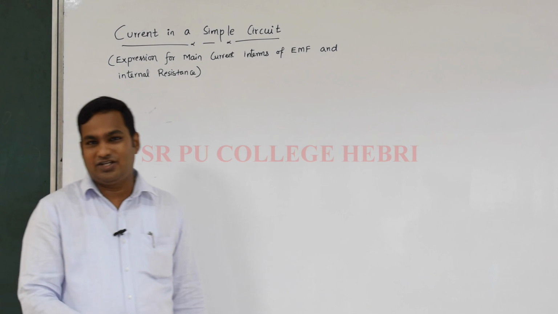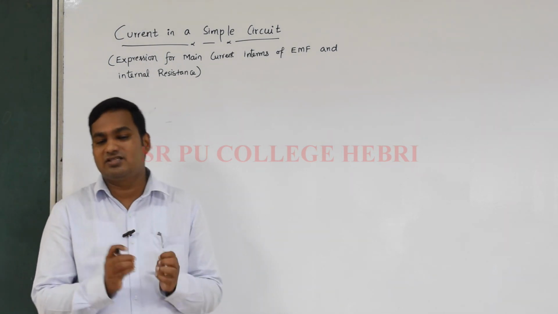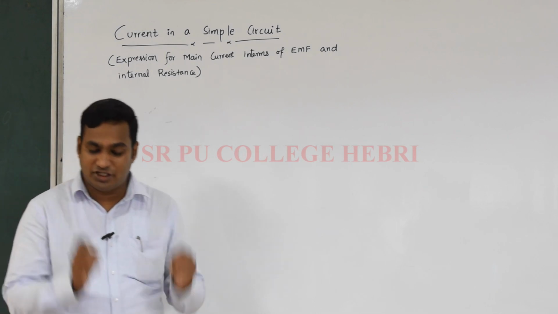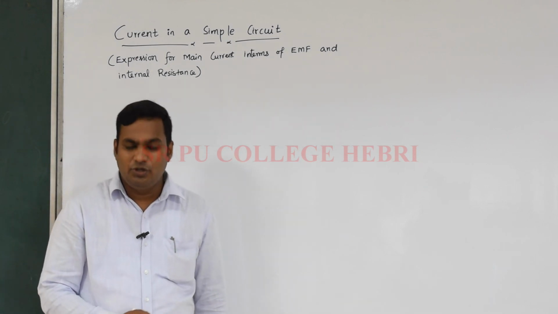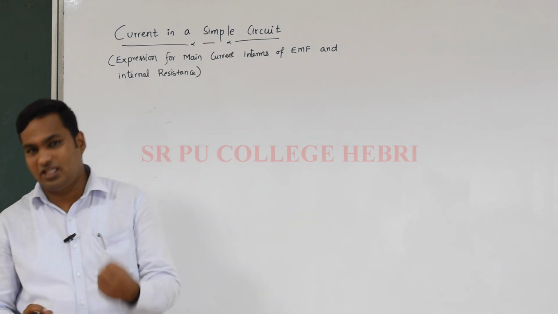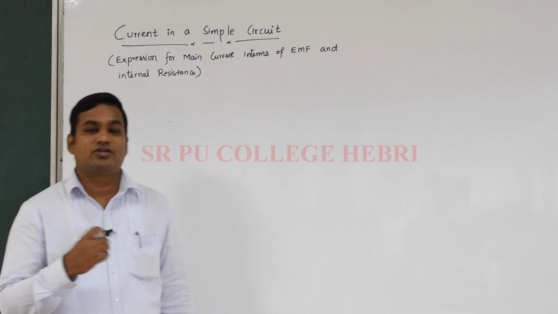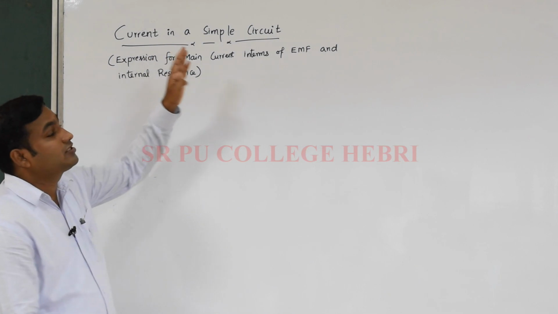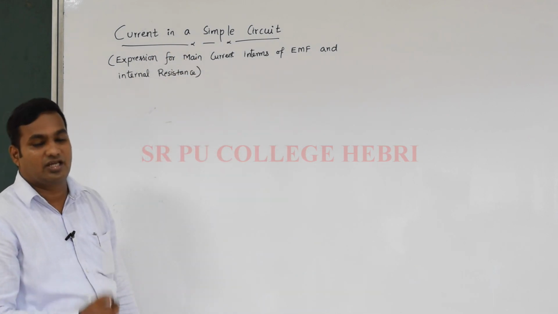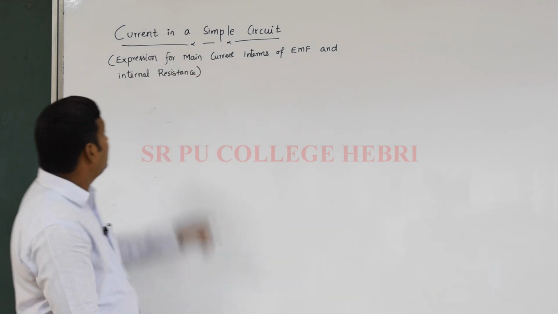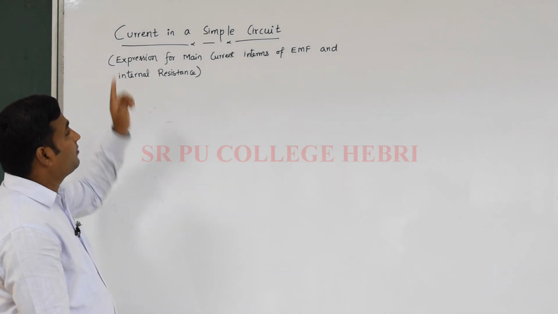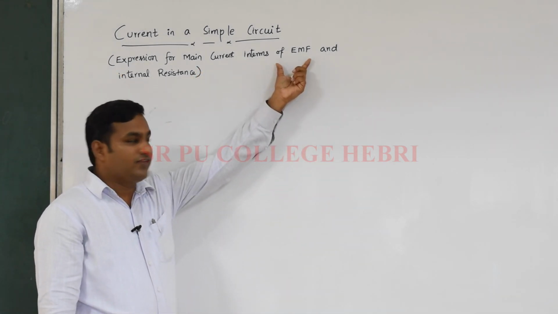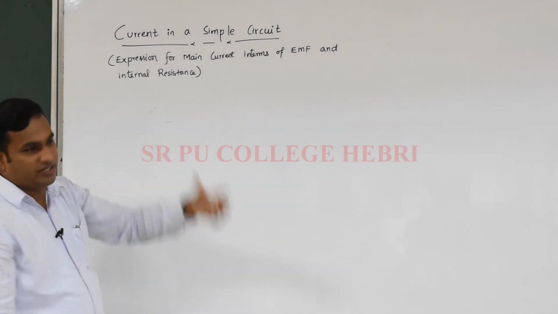In today's class, we are going to discuss what happens if the cell is connected to an external circuit. If a cell is connected to an external circuit or external resistance, what is the current drawn from this cell? We are going to discuss the expression for the current drawn from this cell. In other words, the current in a simple circuit when a cell is connected to an external resistor, or we have to find the expression for the main current in terms of the EMF of a cell and internal resistance.